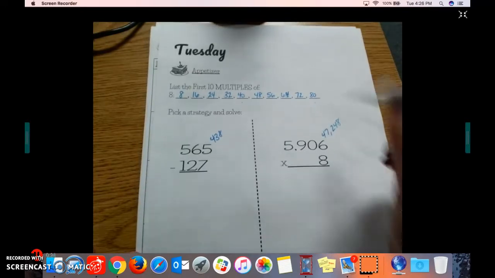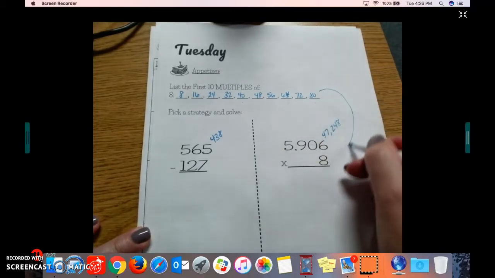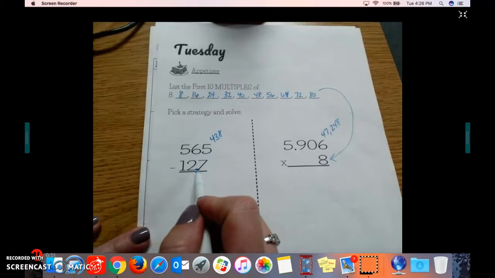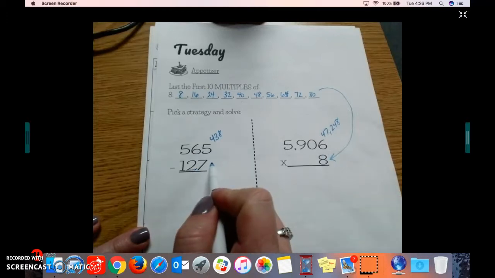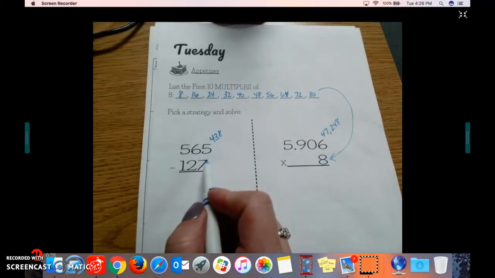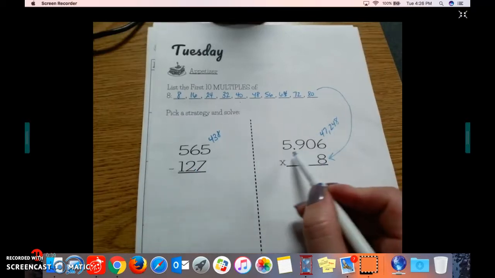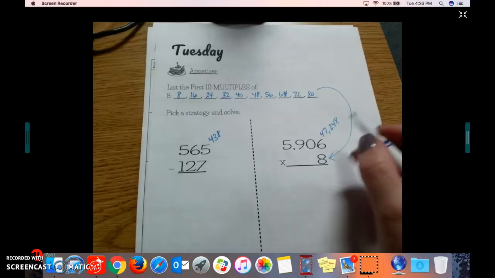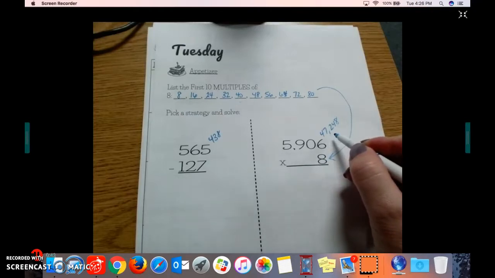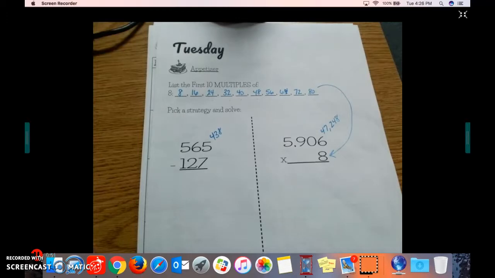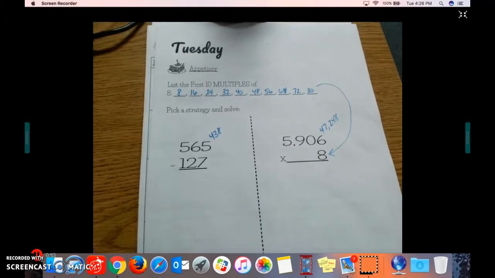Then you're going to use these multiples when you do your multiplication down below. The next two problems, your subtraction and your multiplication, you're checking to see if you have the correct answer. So 565 minus 127 is 438. 5,906 times 8 is 47,248. If you have those correct, then you may go ahead and move on to the next portion of the video. Otherwise, you need to be following along. You need a different color to check your work.